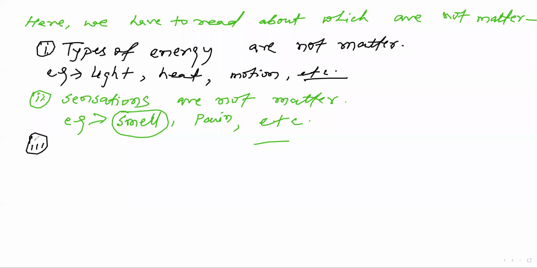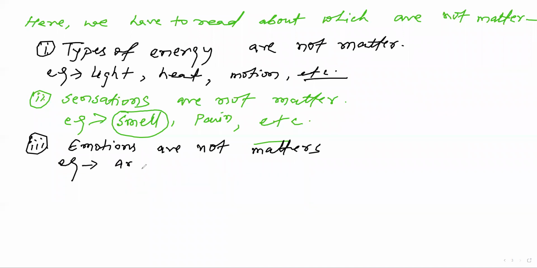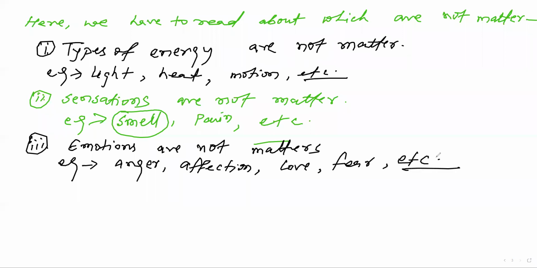Next one, emotions are not matter. As for example, anger, affection, love, fear, etc. These are not matter.